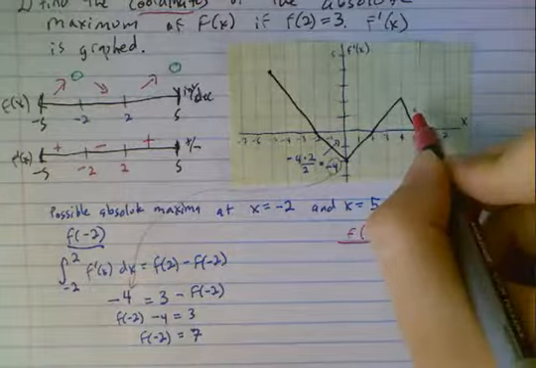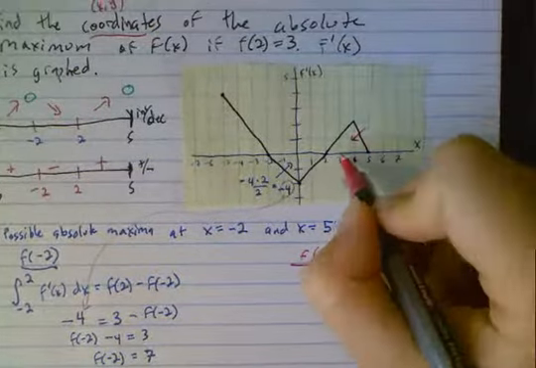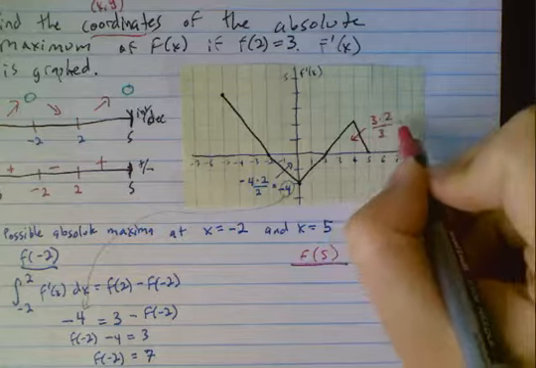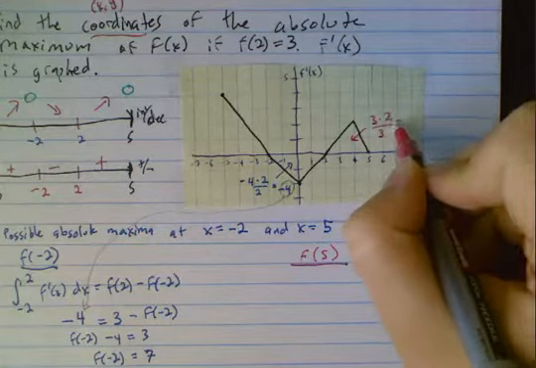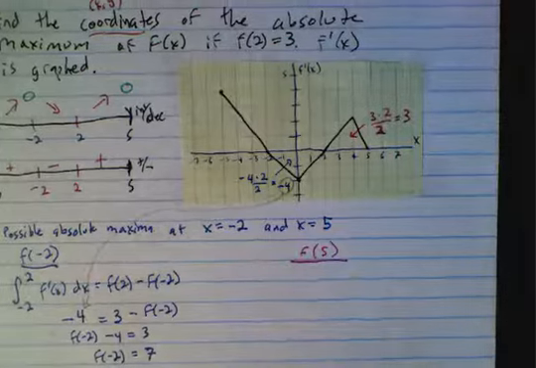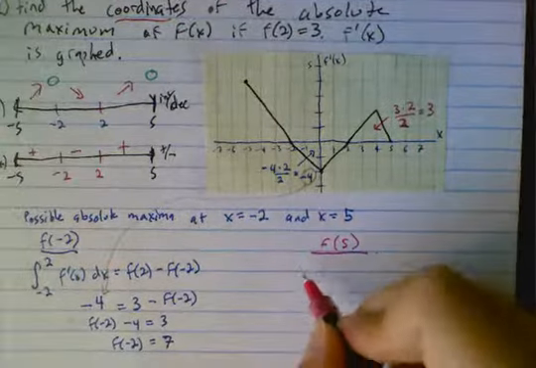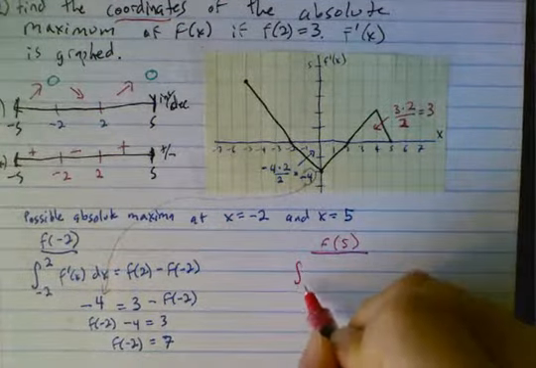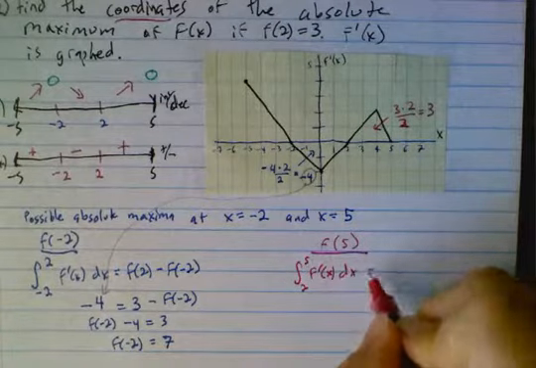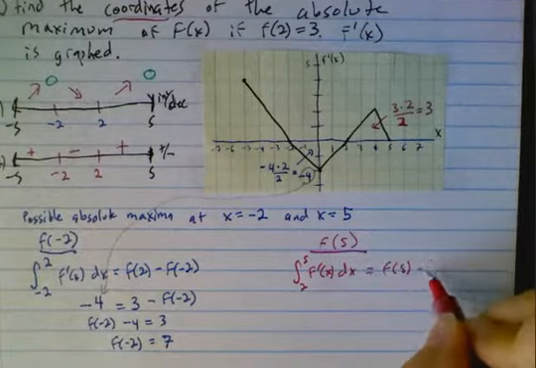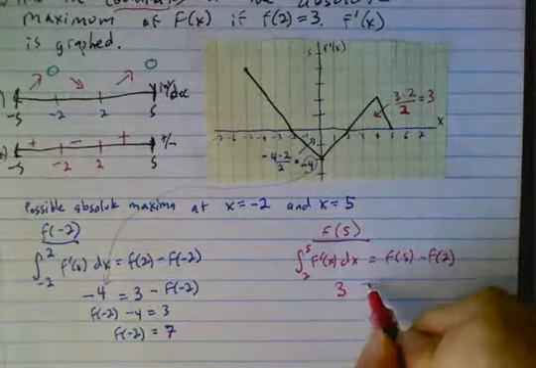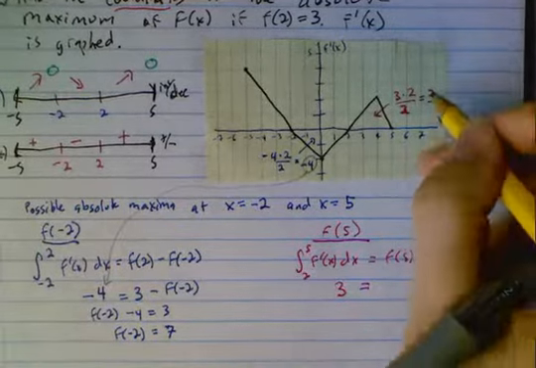Well, from 2 to 5, this area, the base is 1, 2, 3 times the height is 2 divided by 3. Divided by 2. That would give us 3. So we know the area under the curve from 2 to 5 of f prime of x dx, that's going to equal f of 5 minus f of 2. We just found this area is 3. Again, that's coming from the graph.